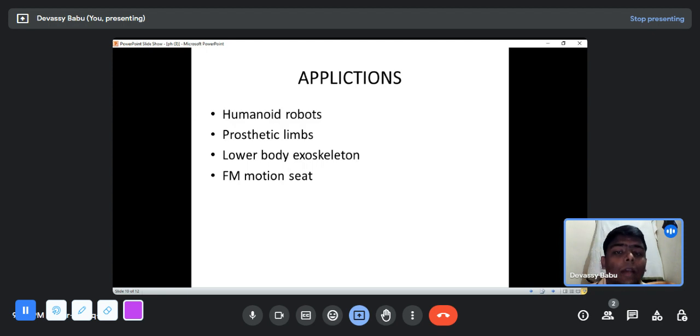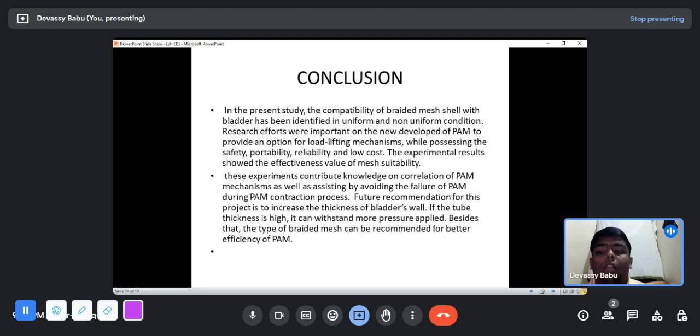Applications: the pneumatic air muscles are applied in humanoid robots, prosthetic limbs, lower body exoskeletons, and motion seats. Conclusion.